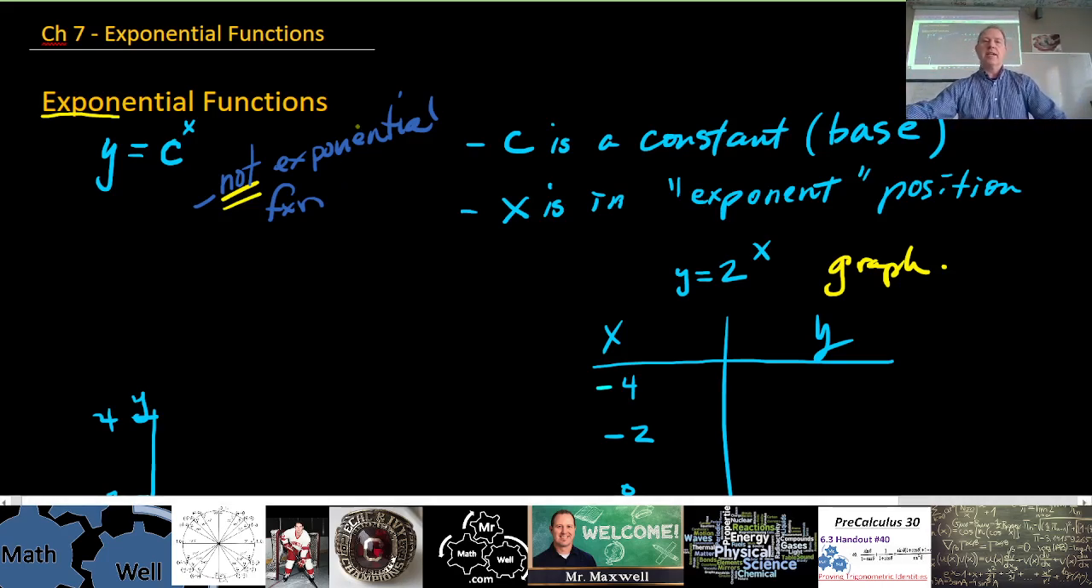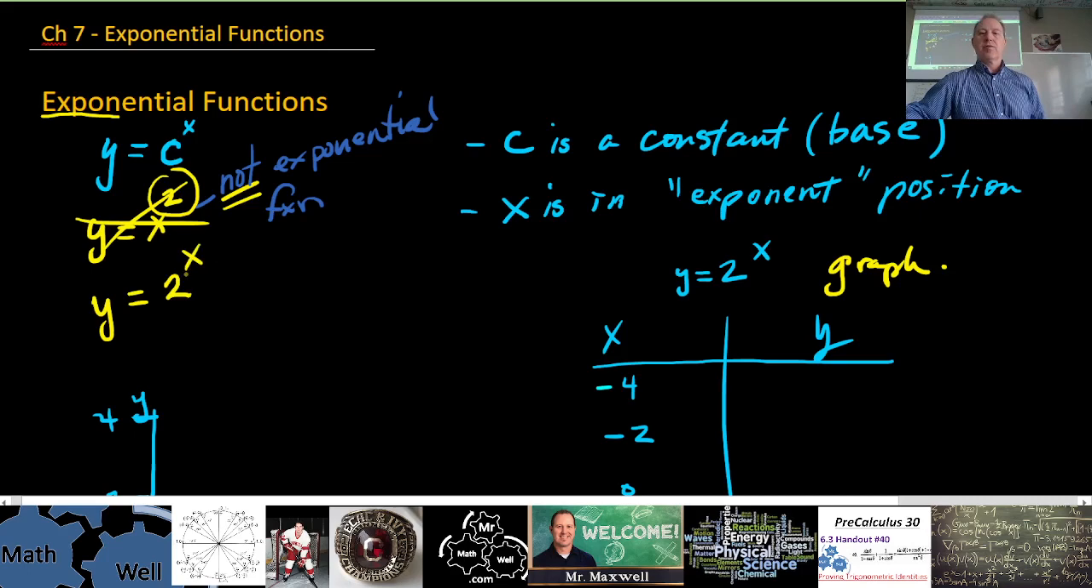What is not an exponential function would be y equals x squared. That is not an exponential. Even though it has an exponent, the variable is not in the exponent position. It could be 2x, it could be whatever. But usually for these ones that we're going to study, the input variable is just an x in the exponent position. So y equals 2 to the power of x is definitely an exponential function.